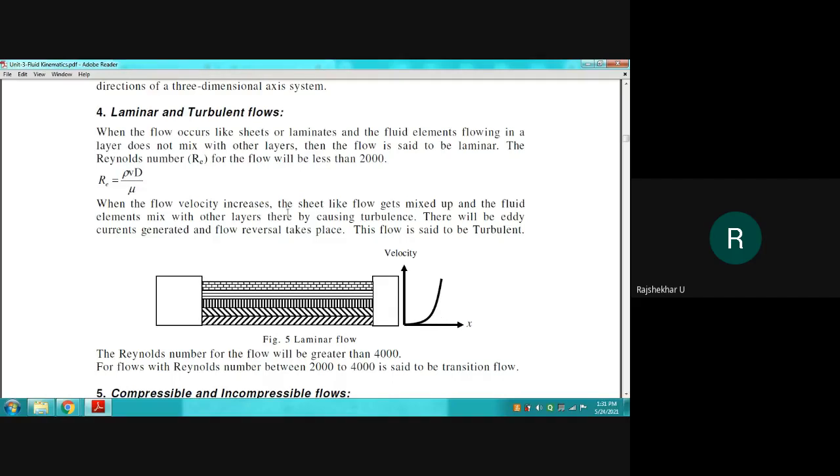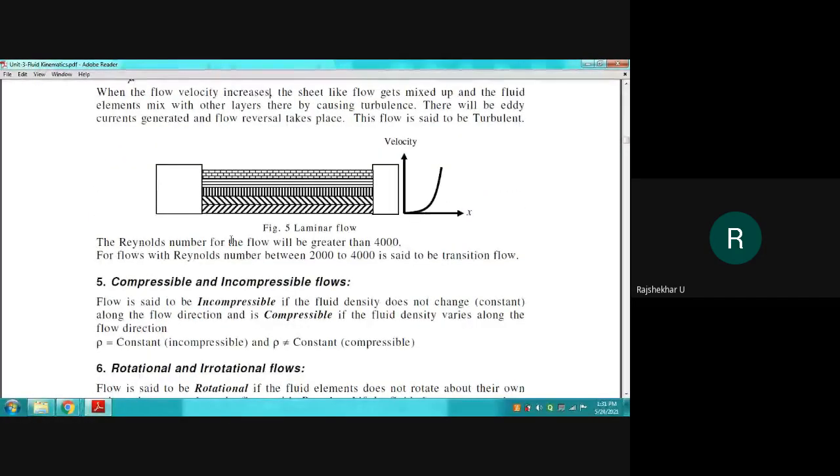Okay. So if the velocity of the water increases, then the flow changes from laminar to turbulent. Try to understand this point. It is very important. That is why it is used here. When the flow velocity increases, because we know density is same, diameter is same, and viscosity is also same. Okay. So this is turbulent flow. Then the Reynolds number for the flow will be greater than 4000. That is turbulent flow.